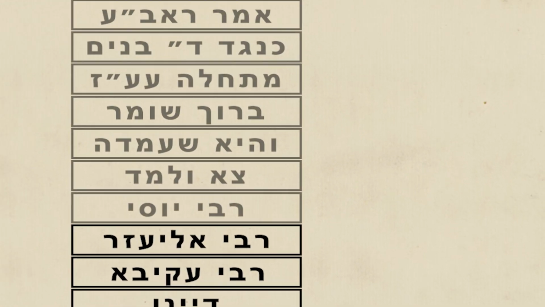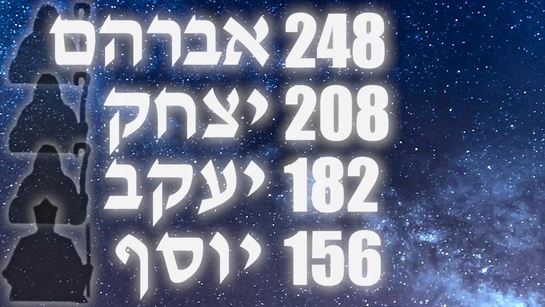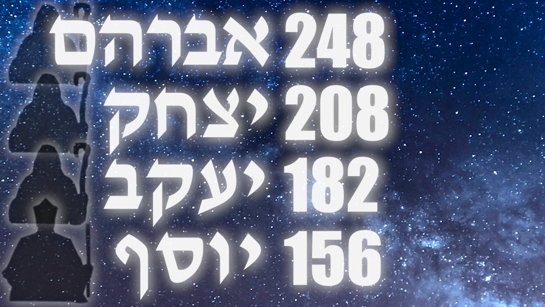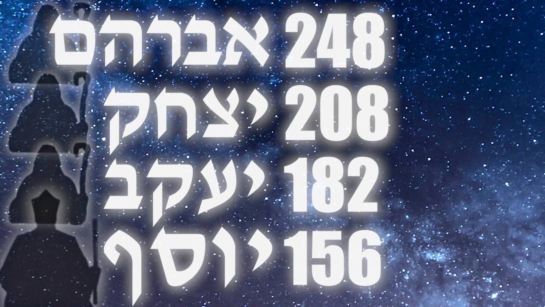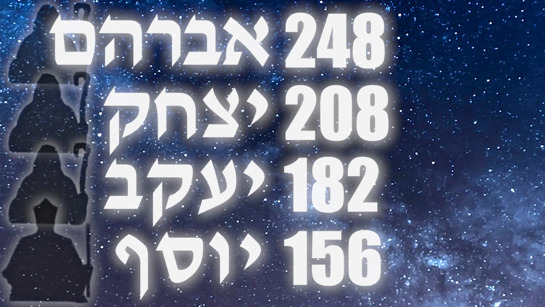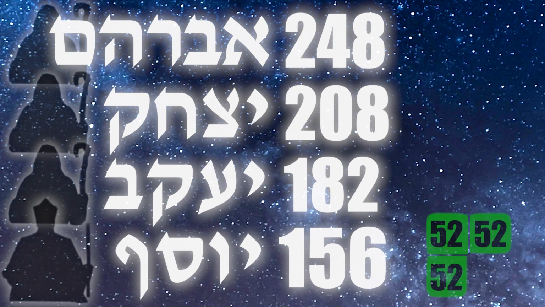Because the value of the word ben, child, is 52, or twice 26, relationships between these names also allude to relationships between fathers and sons. Yosef, the Egyptian viceroy, was the favored son of Yaakov, and Yosef's name is equivalent to 3 times Ben.